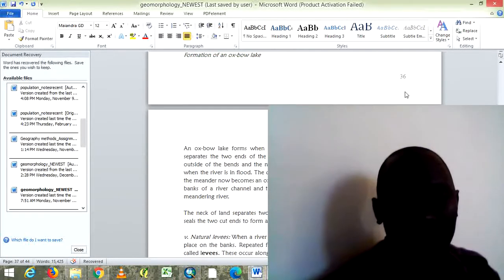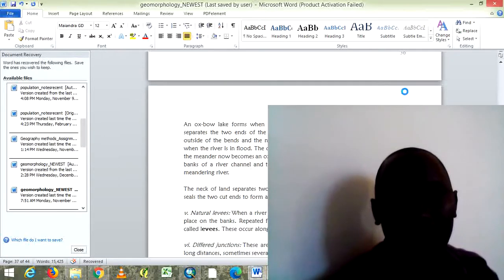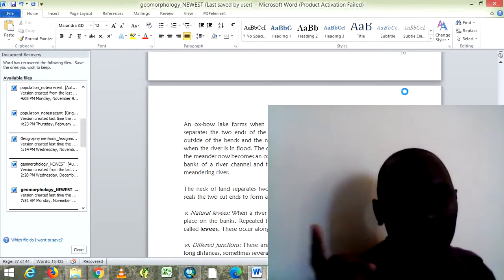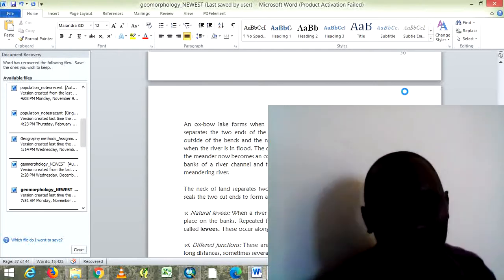Of course, the other feature is an oxbow lake, which is formed as a result of a meander being cut off, and then it is left as a result of continuing that process. The erosion of the outer bank and deposition of the inner bank eventually lead to the cutting off of that meander, so that it's left behind as an isolated feature, which we refer to as an oxbow lake.